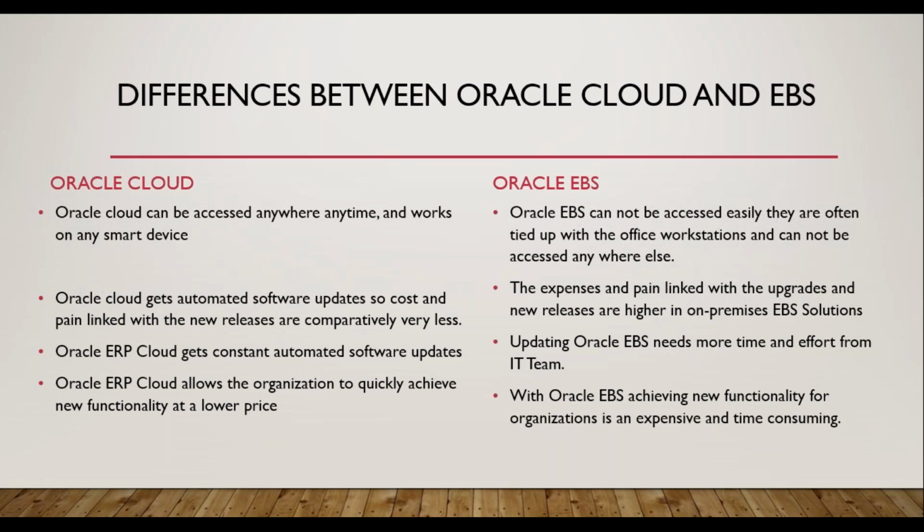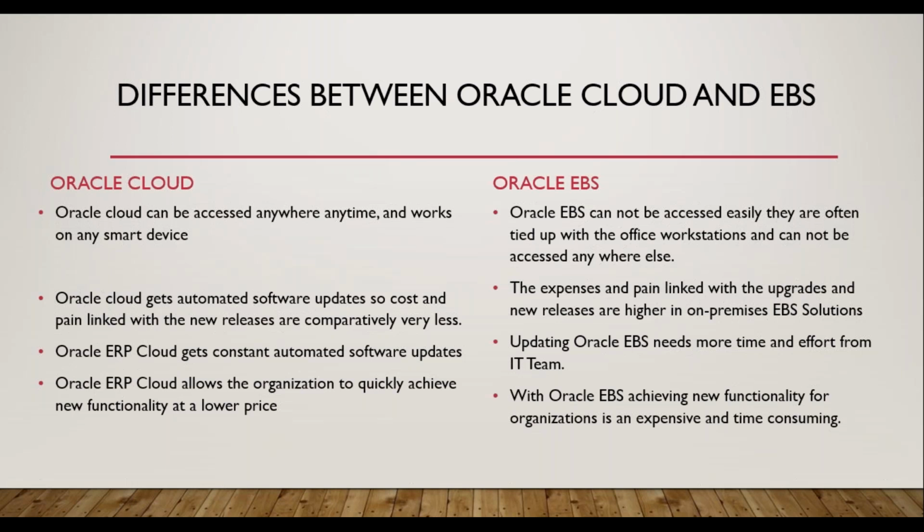Oracle Cloud can be accessed anywhere, anytime, and on any device. When we compare with Oracle EBS, it cannot be accessed that easily as you can access Oracle Cloud. It has to be accessed within the work office station, and we cannot access it outside the office network. That is the main difference between cloud and on-premise. We call Oracle EBS the on-premise application.